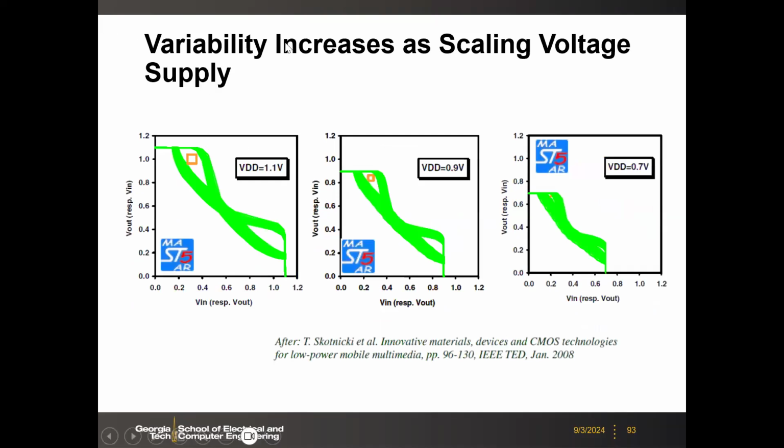And also, when you decrease the power supply voltage, right? This is the same technology node, but you decrease the power supply, let's say from 1.1 volts down to 0.7. You see that this open window is almost gone, because at lower supply voltage, the read margin keeps decreasing. So this variability is a big concern.